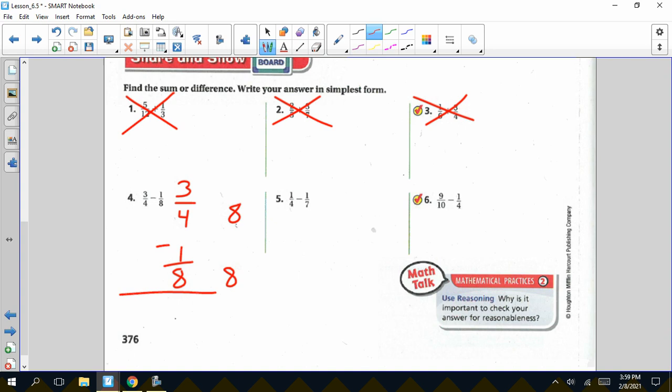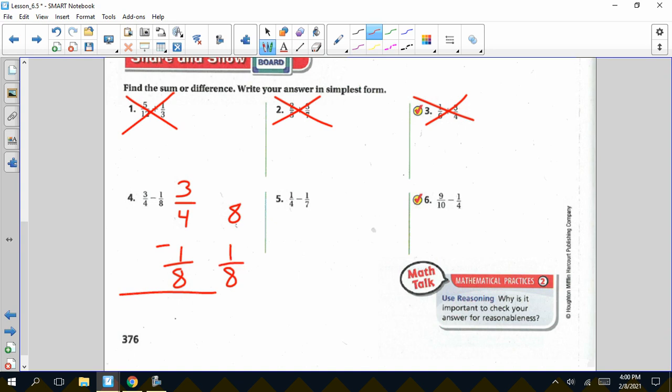Now, they both can turn into 16s, or 24 or 32, and those are fine as well. But they will require you to do more work at the end when you put it into simplest form. You want to use the least common multiple so that you can use the least common denominator.